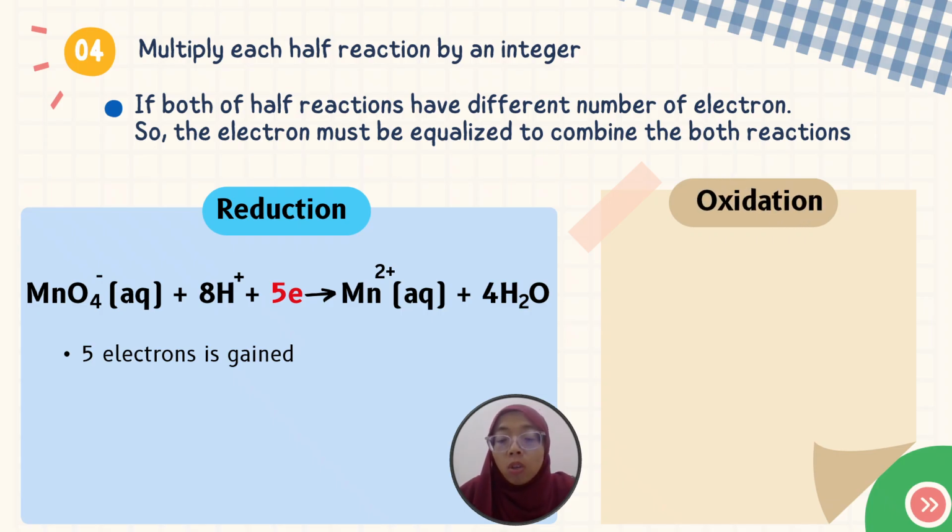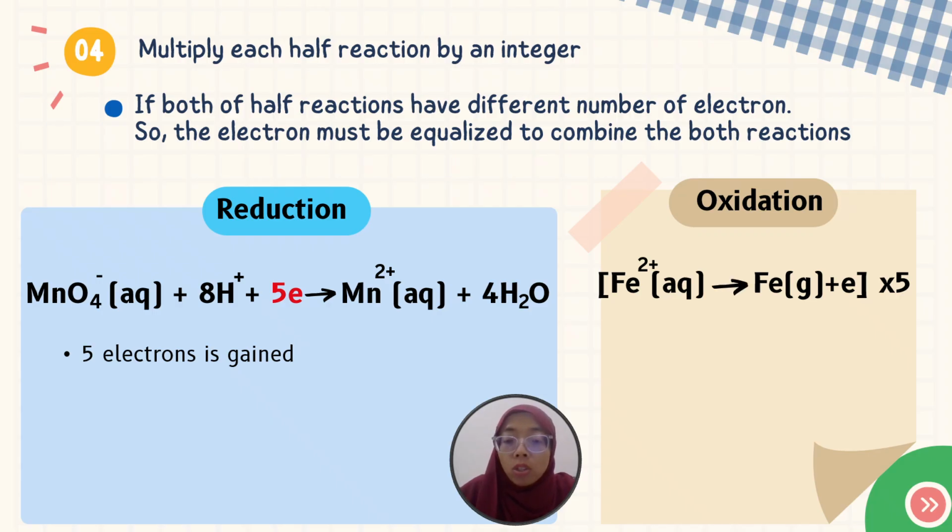Next is the oxidation reaction. So Fe2 plus forming Fe3 plus plus 1 electron. To equalize the electrons here, the oxidation has 1 electron, but the reduction has 5. So to equalize the electrons, the whole oxidation reaction must be multiplied by 5.